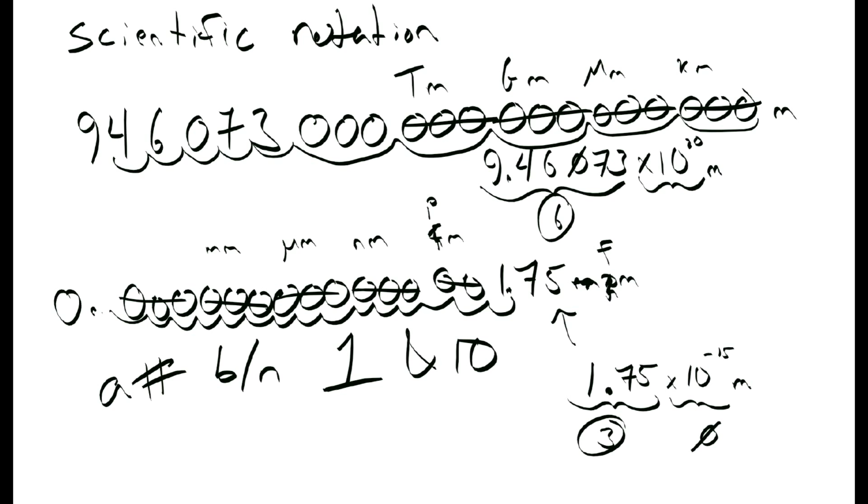So if you want to recover the original number, 10 to the 20 means you move the decimal place to the right to get to the original number. 10 to the negative 15 means you move the decimal place to the left. So a small number is 10 to the negative something, and a big number is 10 to the positive something. There are various ways you can remember this, or just remember a positive exponent means a big number, negative exponent means a small number.